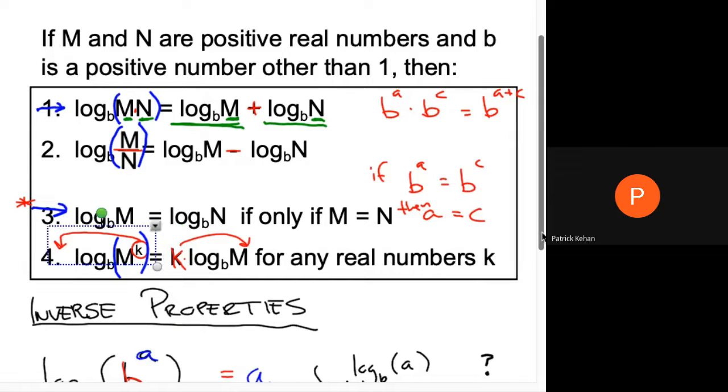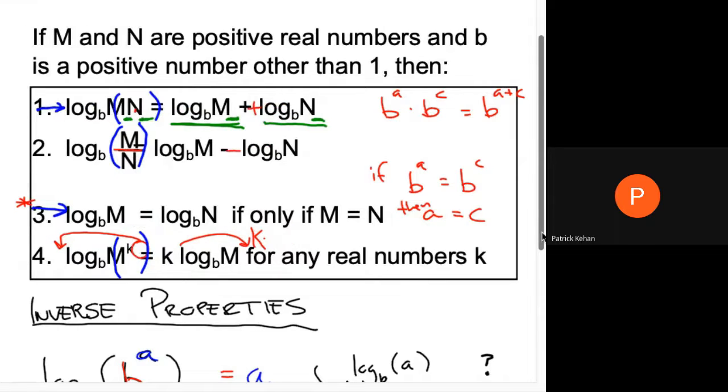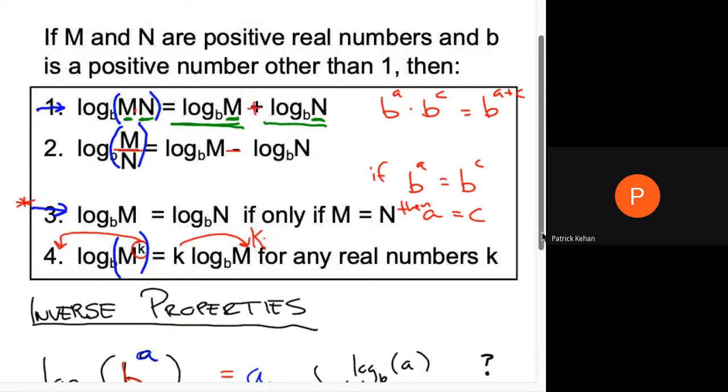If you have an exponent in the argument, you can bring it out and make it a coefficient of the logarithm, so it shows up here as k. Or if you have k as a coefficient of the logarithm, you can bring it up here as an exponent for m. And that's the property we're studying today.